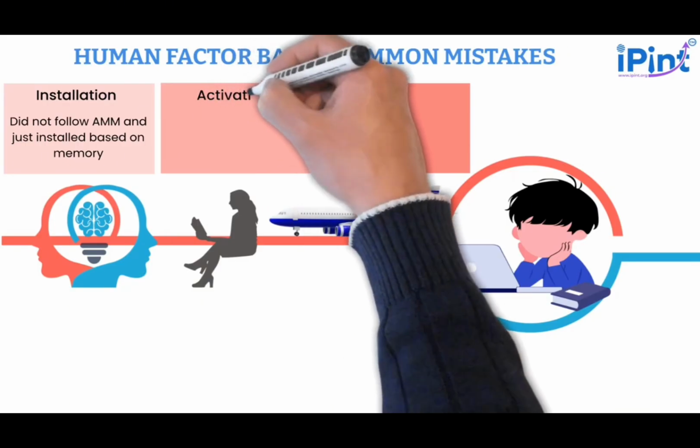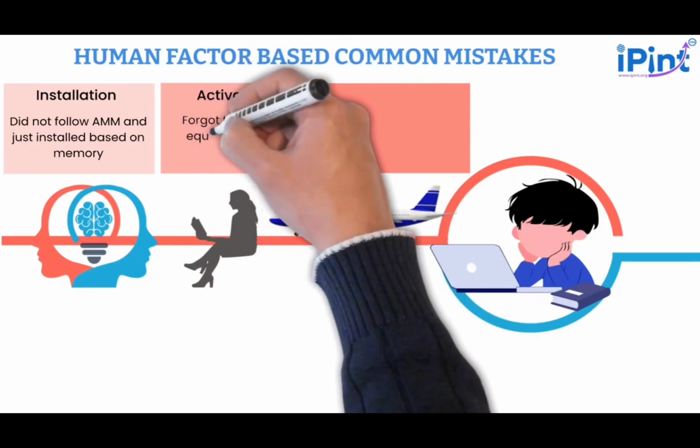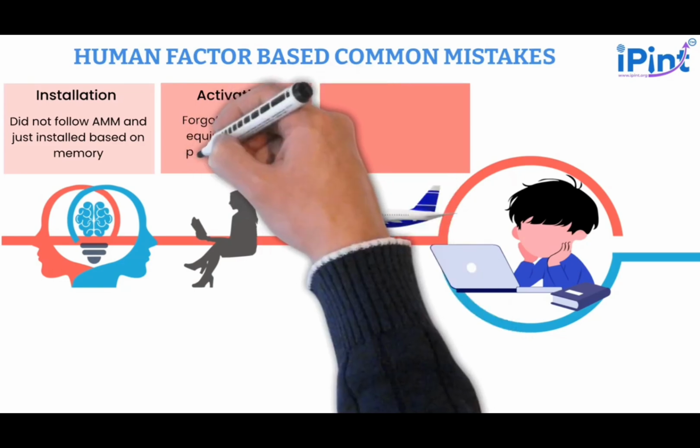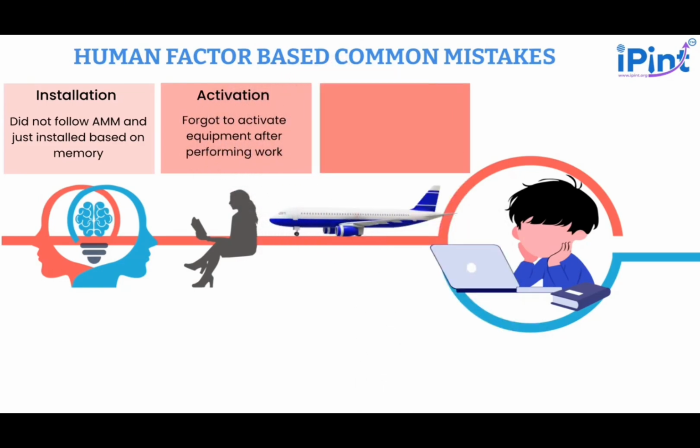Activation, forgetting to switch equipment back on. After completing maintenance work, the technician forgot to reactivate the equipment. The job looked finished. The paperwork may have even been signed off on, but a critical step was missed. This is a textbook example of task fixation, so focused on completing the work that the final step of returning the system to service was simply overlooked.